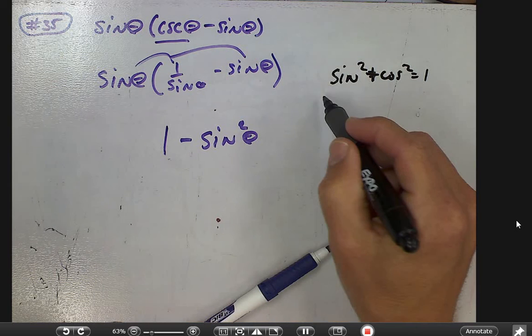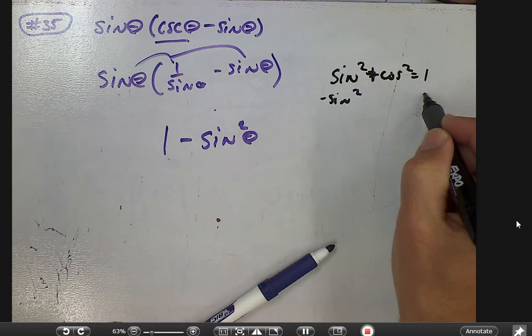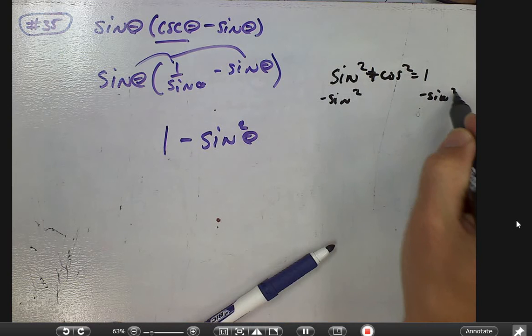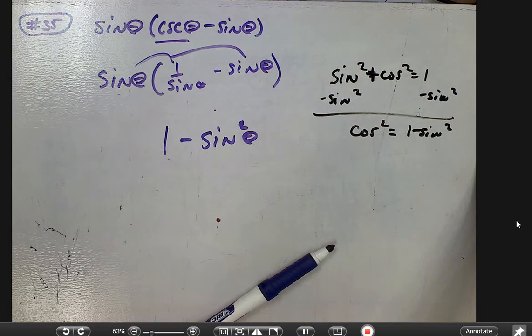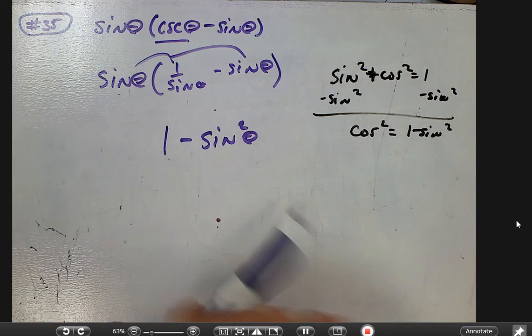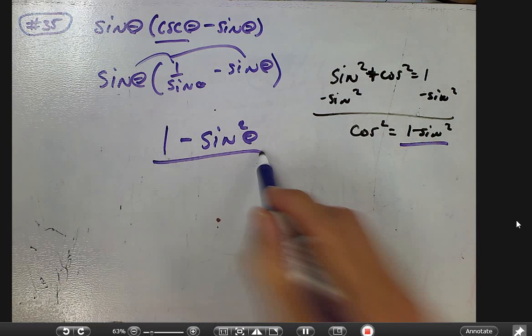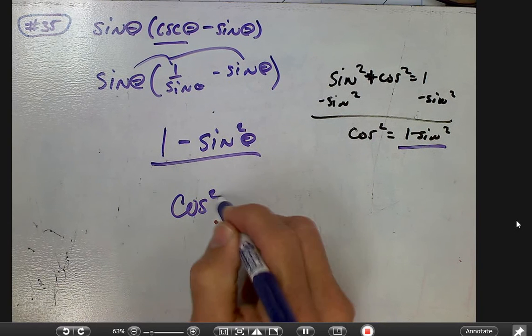So by subtracting the sine squared, I get cosine squared equals 1 minus sine squared. Well, since I have 1 minus sine squared for both those, the answer is cosine squared of theta, like that.